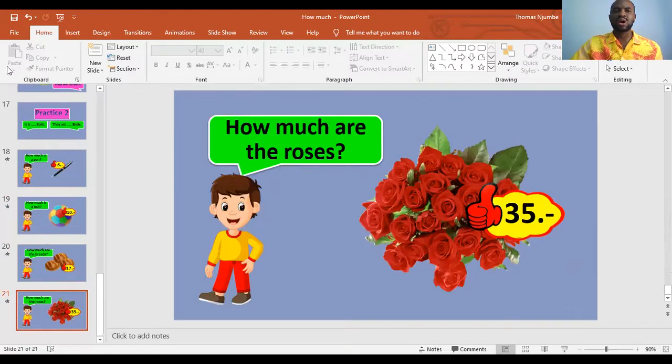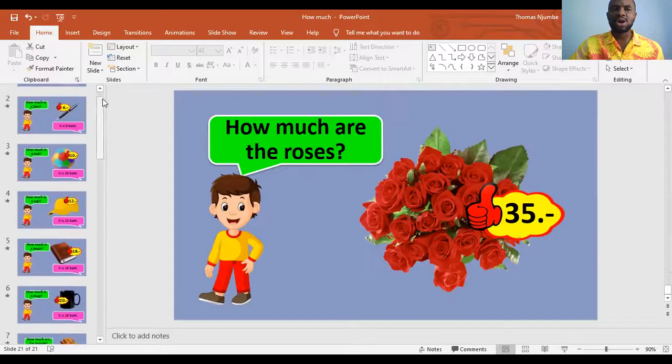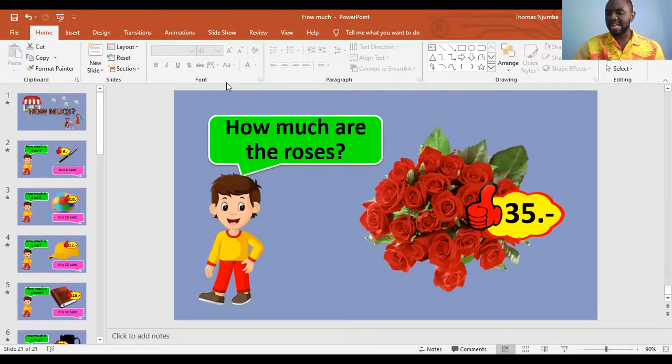Okay, we have to know. Our topic today is how much. When we say how much, remember it is money, okay? Money for Thai is baht. Money for Filipino is peso. Money for the USA, America, is dollars, okay? We are using the Thai baht, okay? How much money, okay? So that was our topic for today.